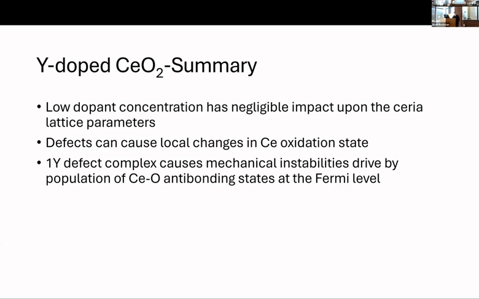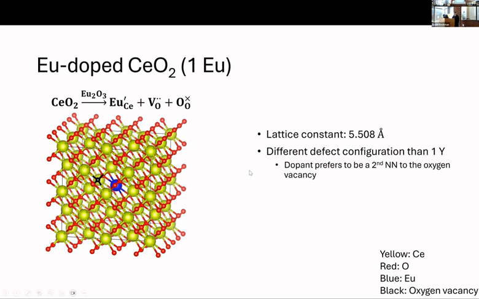So this was a lot of my work in the past year, and moving forward, I've also started looking at europium doped ceria. I just have a quick slide on that, looking at the first reaction. This is where we have a single europium on cerium, and then an oxygen vacancy site. The europium is in blue, and again, the oxygen vacancy is in black. And there's negligible impact on the lattice parameter.